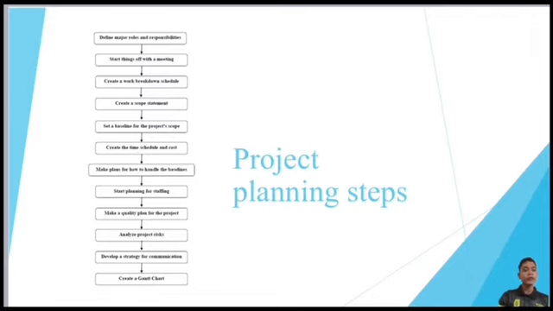This is the project planning step, which first is to define the major roles and responsibilities. Then start things off with a meeting, create a work breakdown schedule, create a scope statement, set a baseline for the project scope, create the time schedule and cost, make plans for how to handle the baseline, start planning for staffing, make a quality plan for the project, analyze project risk, develop a strategy for communication, and create a Gantt chart.